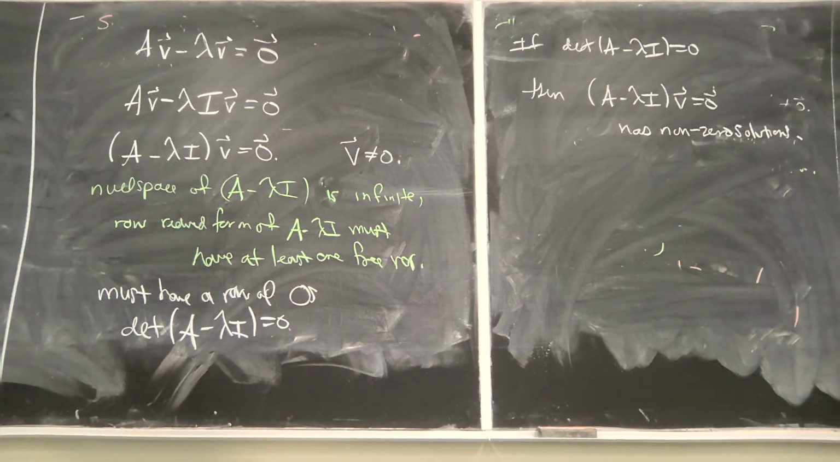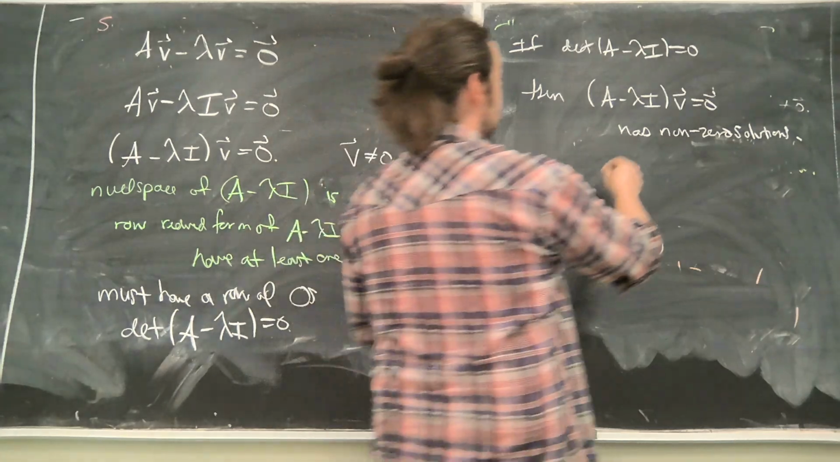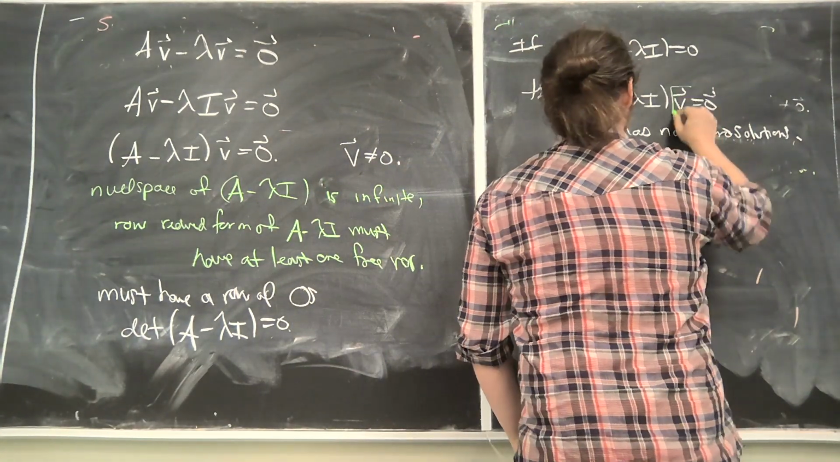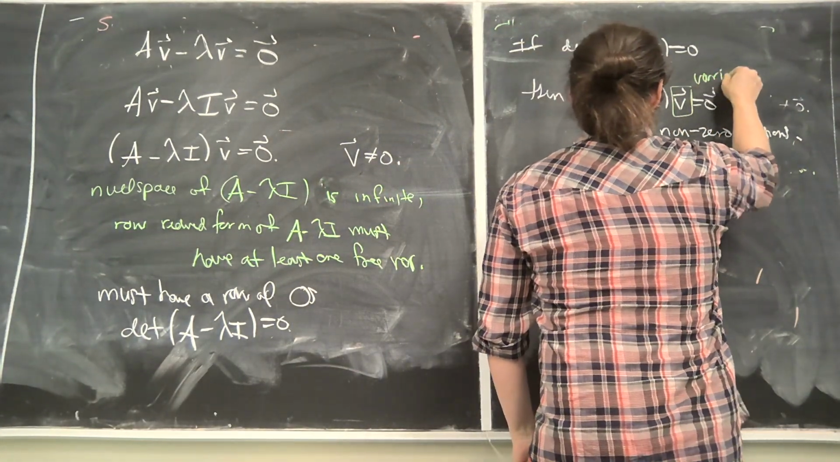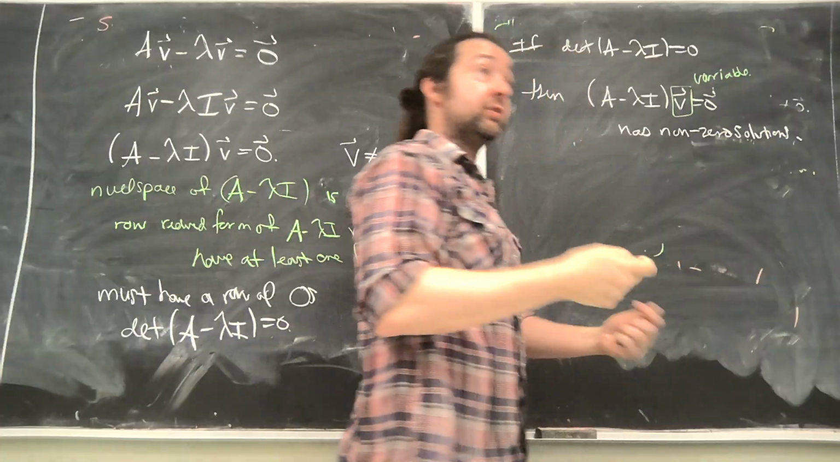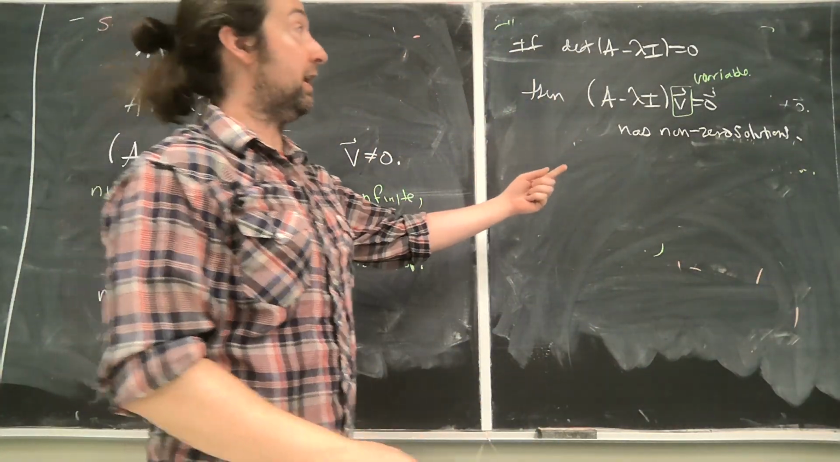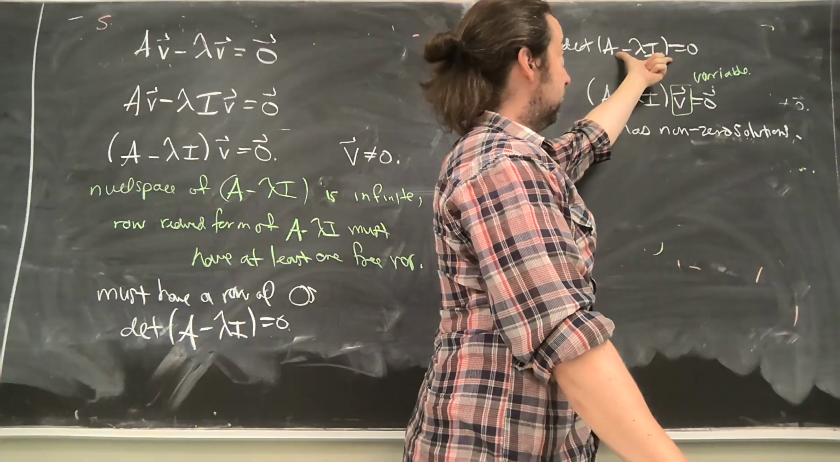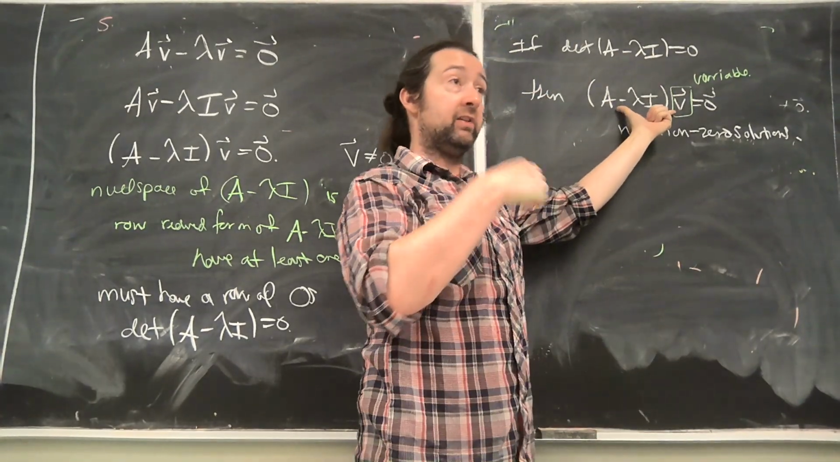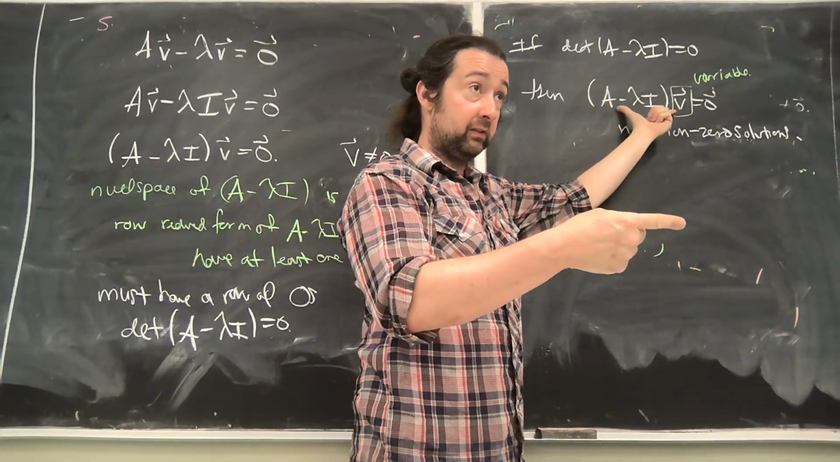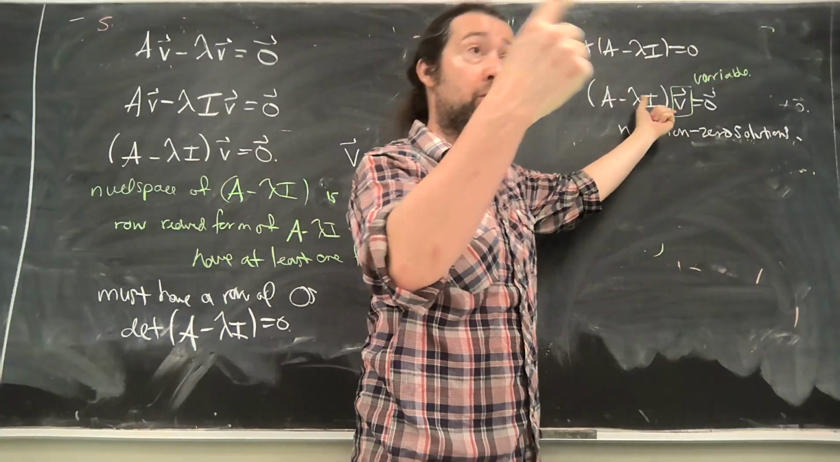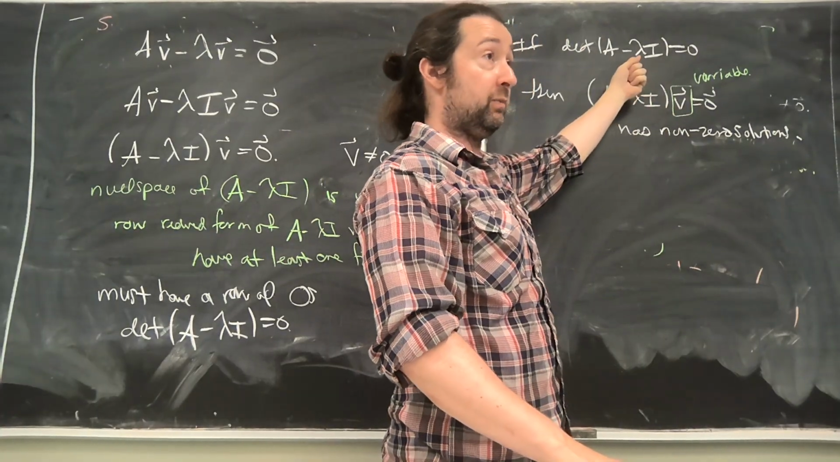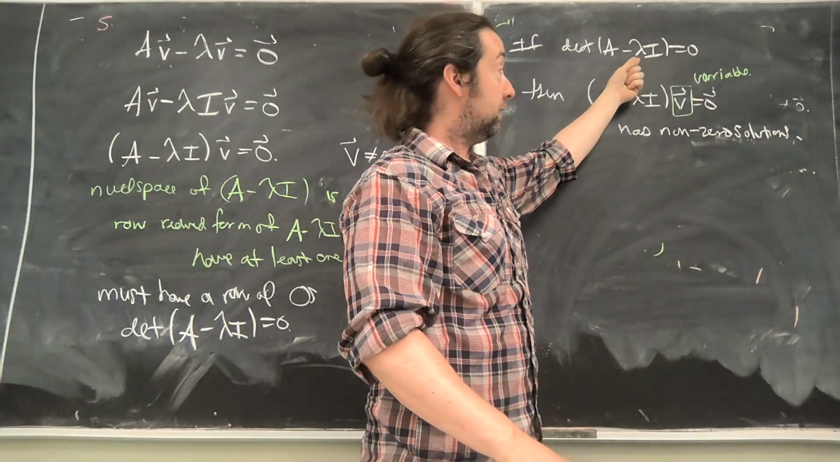Wait, v has non-zero solutions? No, the equation. You think of v as the variable. So I'm reversing it now, right? I'm just writing the equation down. If I could figure out a lambda that made this true, then this equation must have vectors v that solve it that are not the 0 vector. If they were only the 0 vector, that determinant would have been something other than 0.